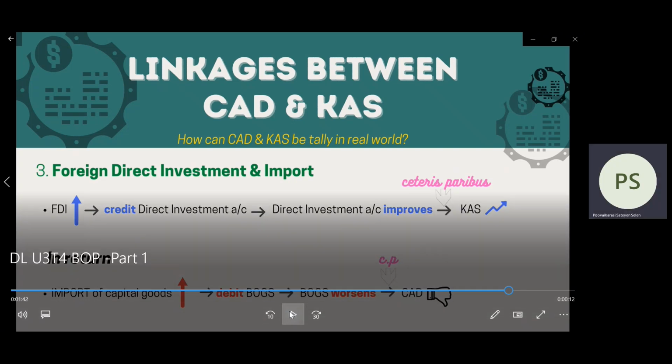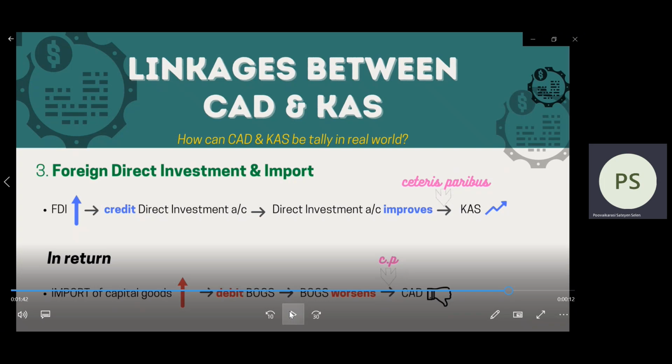Okay, another linkage is between foreign direct investment and import. When we have more direct investment, meaning more credit into our direct investment, it contributes to a surplus in the capital and financial account. This direct investment is mainly brought in by shareholders or investors for expansion purposes, to expand our business. So they might import some capital goods from another country. This causes an outflow in our BOGS, or trade balance. So the trade balance worsens, and the current account deficit will worsen as well.